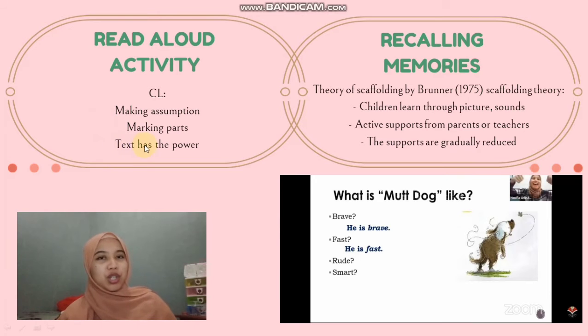And actually, the teacher needs to develop an awareness that the text has the power to position the reader in a certain way as well. And at the end, the teacher recalls their memories by providing pictures of the adjectives related to the characters in the story. And this is in line with Bruner's scaffolding theory that students at this age will learn through pictures and sounds that are familiar from their daily lives, and that children need support and help from their parents or teachers. The support will be slowly reduced, and the material stepped up to a higher level as the learners gain more competence and are able to answer the questions on their own.